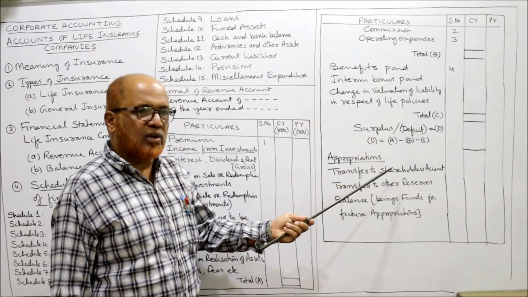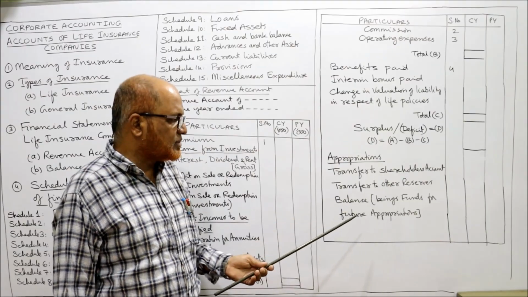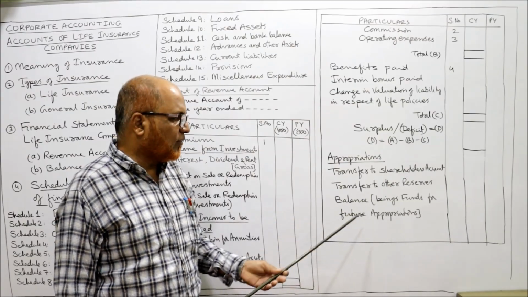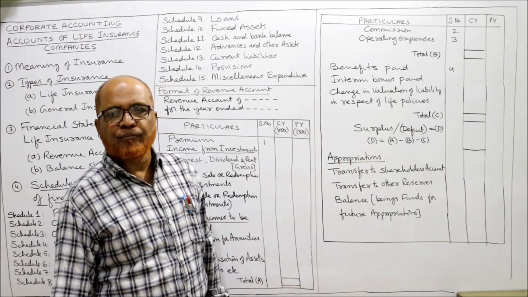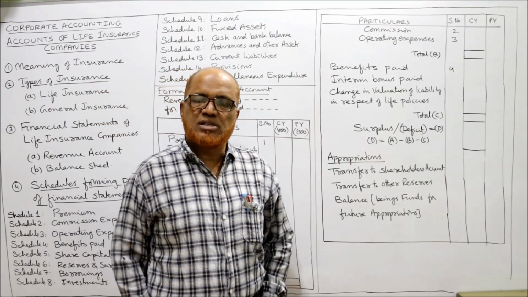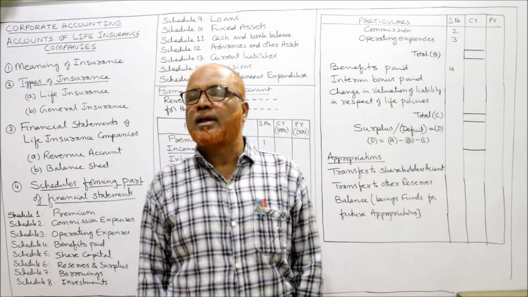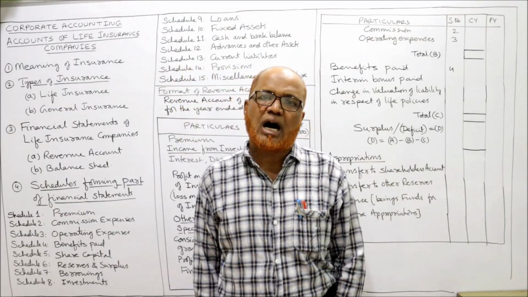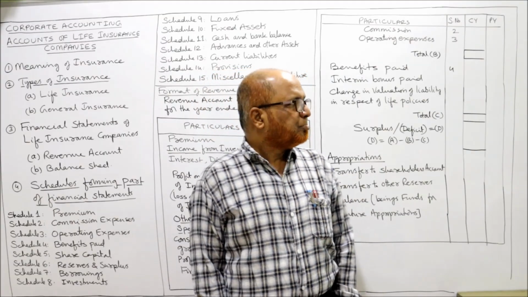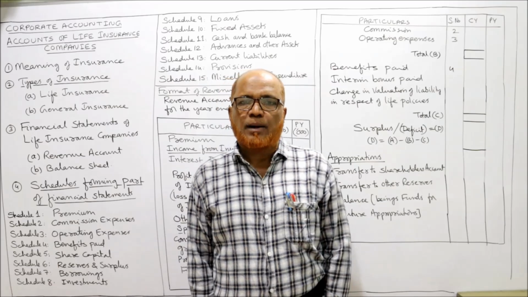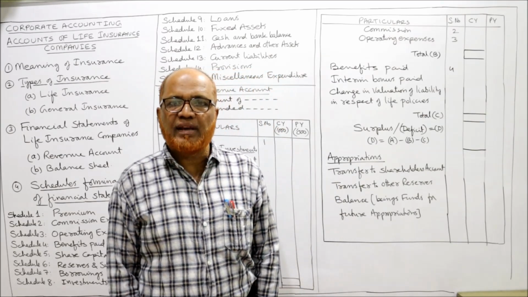The appropriation: transfer to shareholders' account, transfer to other reserves, and the balance being the fund for future appropriations. That's it. This is the format of the revenue account according to the new format given by IRDA for insurance companies. So we have discussed up to the format of a revenue account.